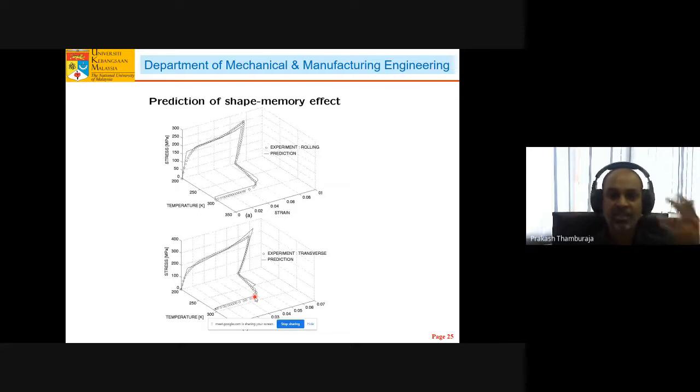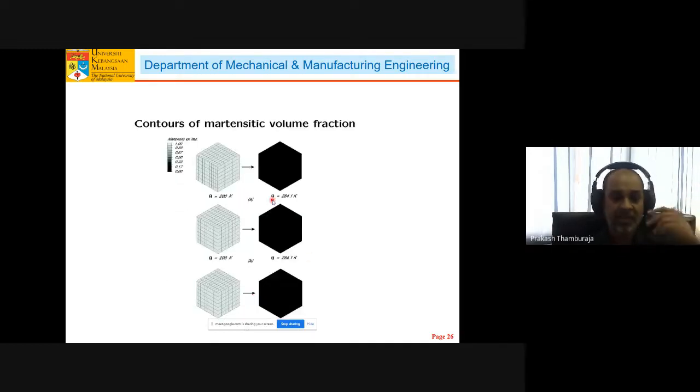So the conjecture is that we believe that the martensitic phase has completely transformed into the austenitic phase. Okay, so we want to see whether that is true. So we show the results, the finite element simulation results. And lo and behold, that does happen. So this is the state of the polycrystalline material in the low temperature state. 200 kelvins is completely martensitic.